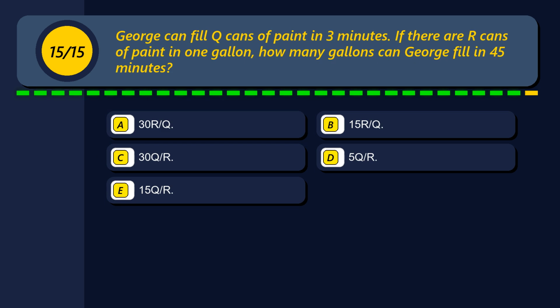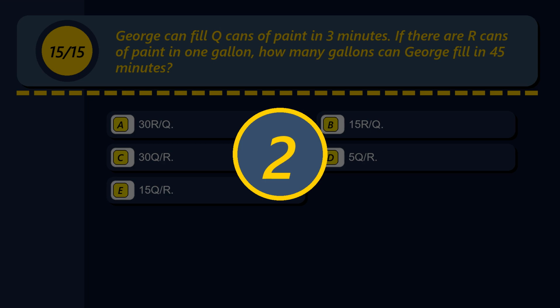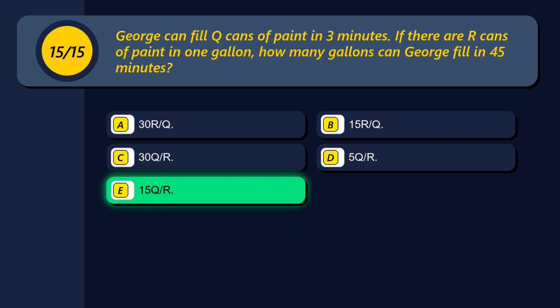Question 15. George can fill Q cans of paint in 3 minutes. If there are R cans of paint in 1 gallon, how many gallons can George fill in 45 minutes? Option A, 30 R/Q. Option B, 15 R/Q. Option C, 30 Q/R. Option D, 5 Q/R. Option E, 15 Q/R. The correct answer is option E, 15 Q/R.